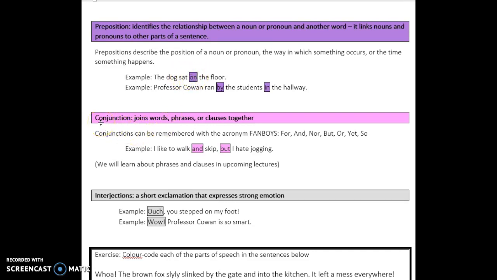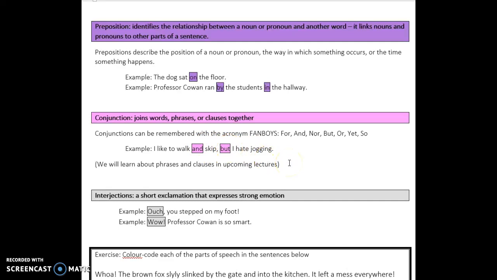Next we have conjunctions, and they join words, phrases, or clauses together. Conjunctions can be remembered by the acronym FANBOYS, which include for, and, nor, but, or, yet, and so. So for example, I like to walk and skip, but I hate jogging. And but are both conjunctions.